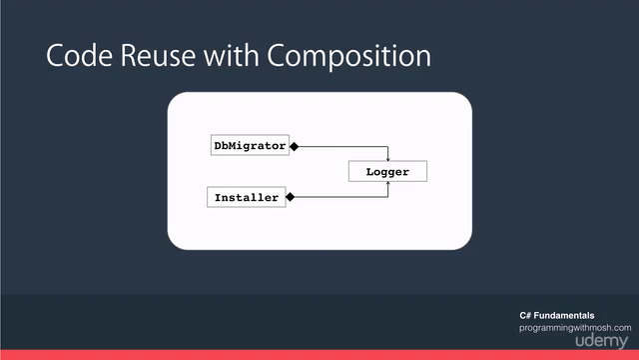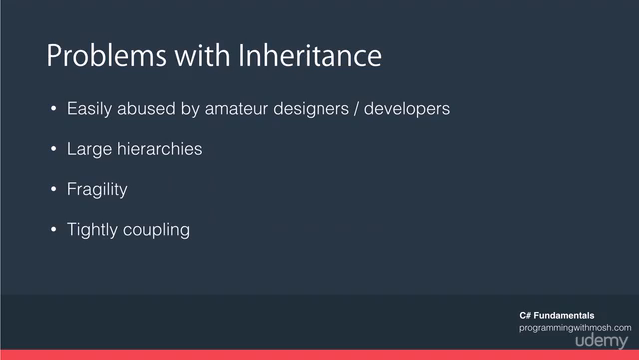Migrator and installer. Now the problem with inheritance is that it can easily be abused by amateur designers and developers, which can easily lead to large hierarchy of classes. Such hierarchies are fragile. If you change a class on top of the hierarchy, all the classes inherited from that will be affected. And this is because of the tight coupling that comes with inheritance. Let me show you an example so you can see all these problems in practice.